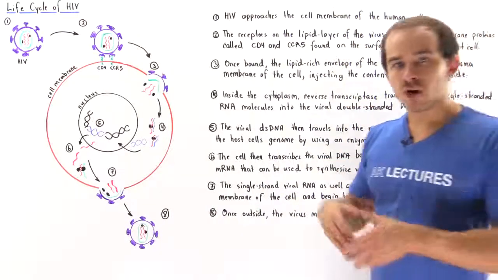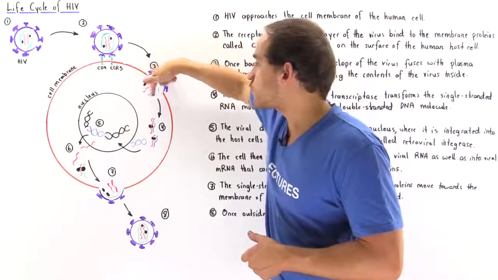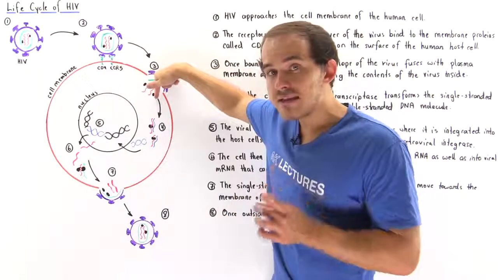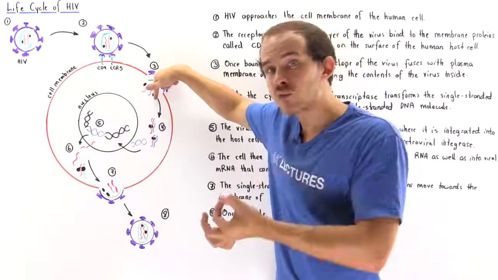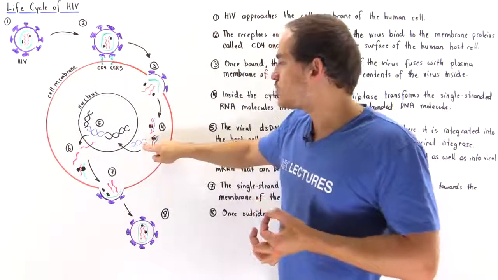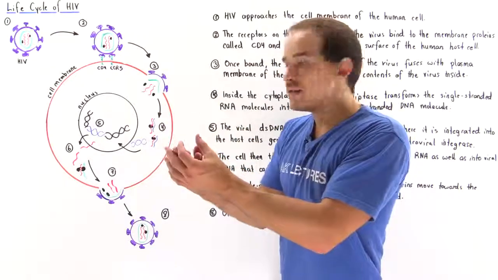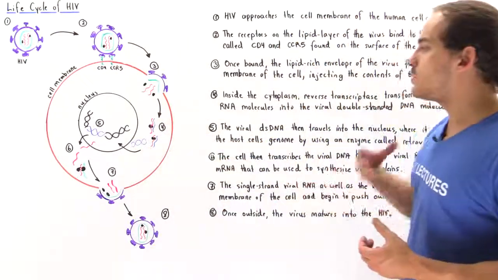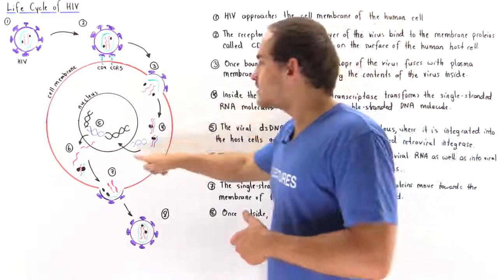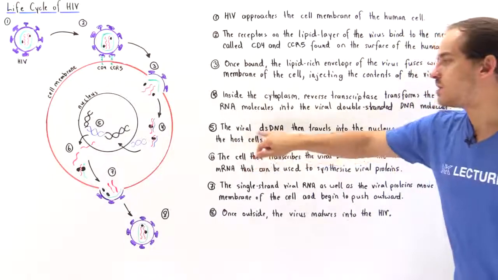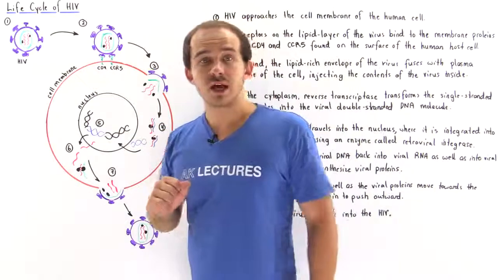In step number 4, right within the cytoplasm of that human cell, these reverse transcriptase enzymes transcribe the RNA into DNA, and we form the viral double-stranded DNA as shown in blue. So we form 1 and 2 strands, and then they fuse to form our double-stranded DNA, the viral double-stranded DNA. Now, in step 5, the viral double-stranded DNA travels into the nucleus of that cell.